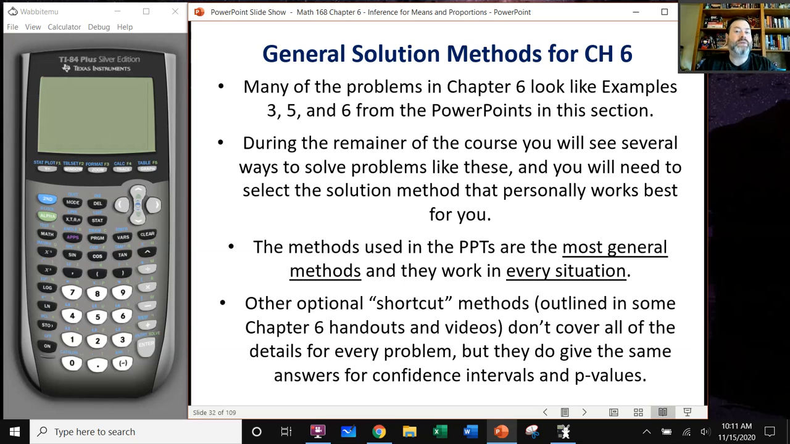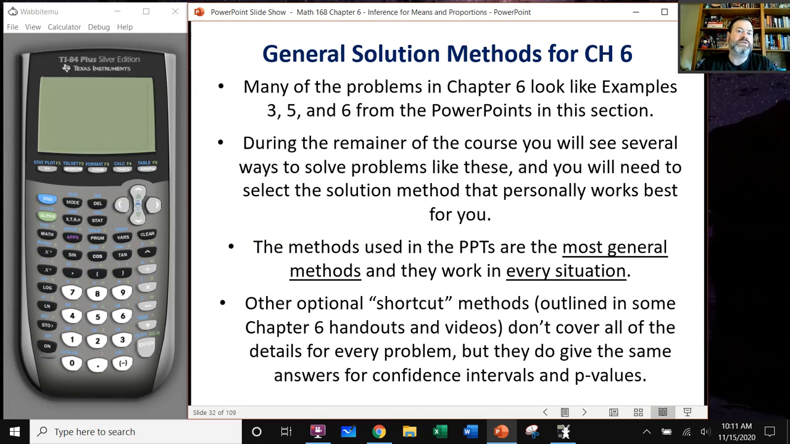I want you to draw the pictures for every problem, but I can't make you do it. If you can get these problems right without drawing the pictures, then you're probably going to be fine. But if you're getting the answers wrong and you're not drawing the pictures, then draw them. The methods used in the PowerPoints are the most general methods, and they work in every situation.